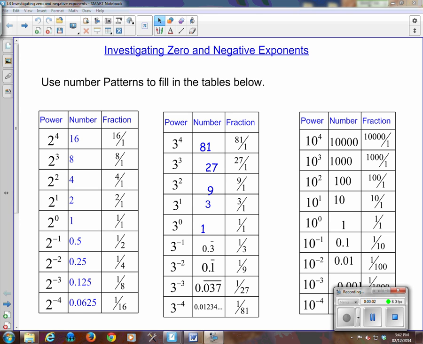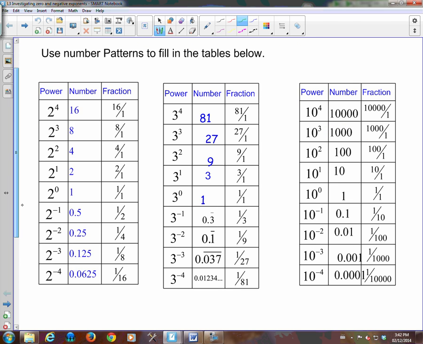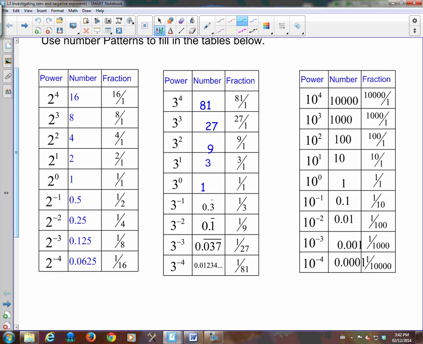Unit 4, lesson 3, I believe we're at. You should have had this table out in your notes and tried to fill in as much as you can. A couple of things I want to point out. The idea behind these tables is that we're taking a look at what happens when you get into zero exponents and then negative exponents based on numbers you're familiar with.